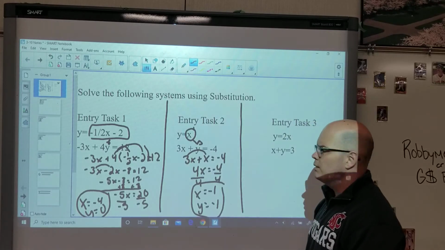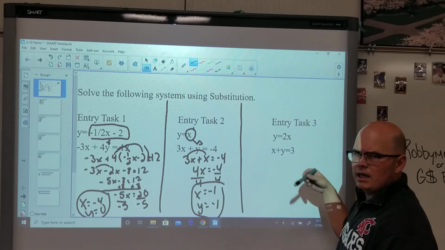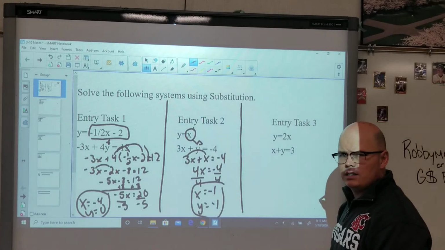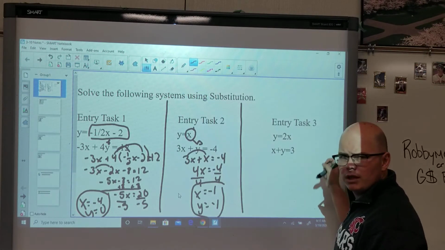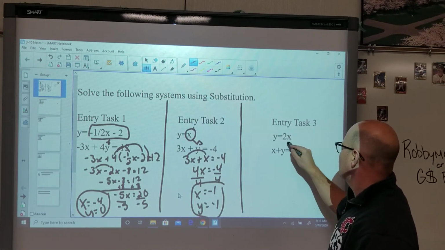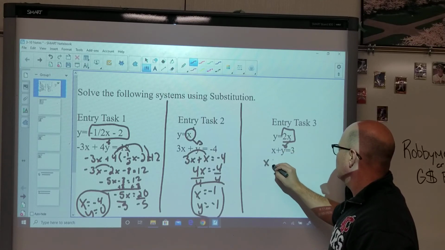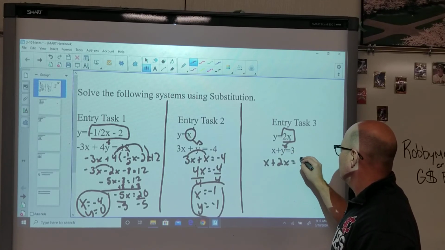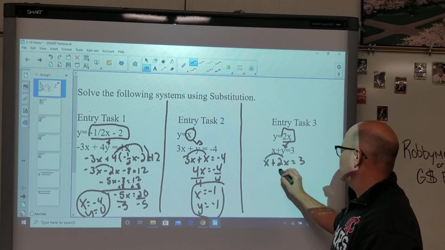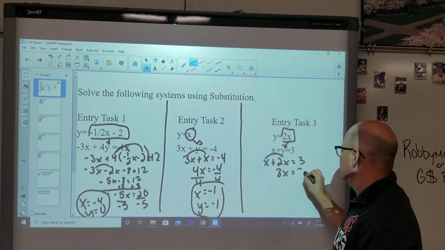Okay? Last but not least, we were looking at this one. Again, it kind of looks a little goofy, but that's technically still in slope-intercept form. If I wanted to put a plus 0 at the end, I could. I'm just going to take this value, plug it in here. So now I have x plus 2x equals 3. Combine my like terms, and I have 3x equals 3.